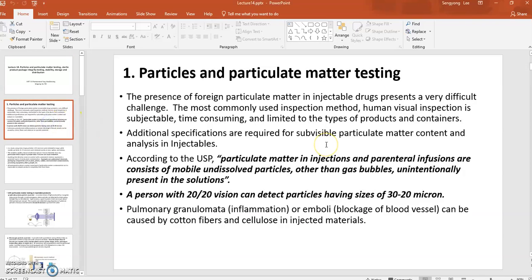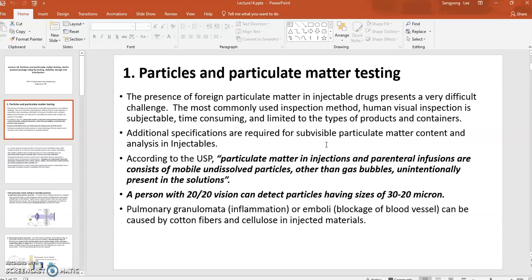Number one, particles and particulate matter testing. So we talked about the importance of not having particles or particulates in your final injectable drug products, right? So if they are there, of course, you can jeopardize the health condition of the patients.